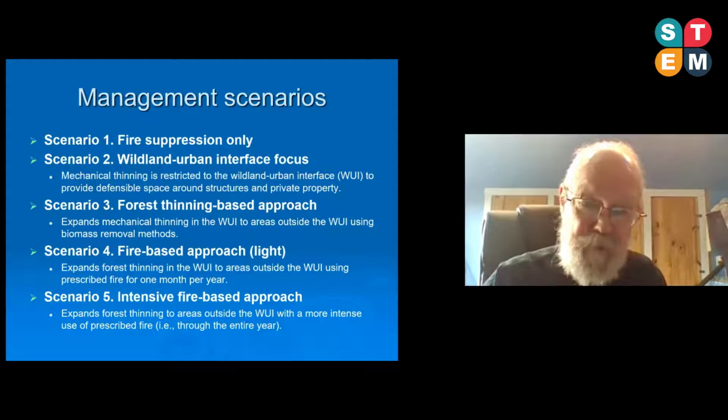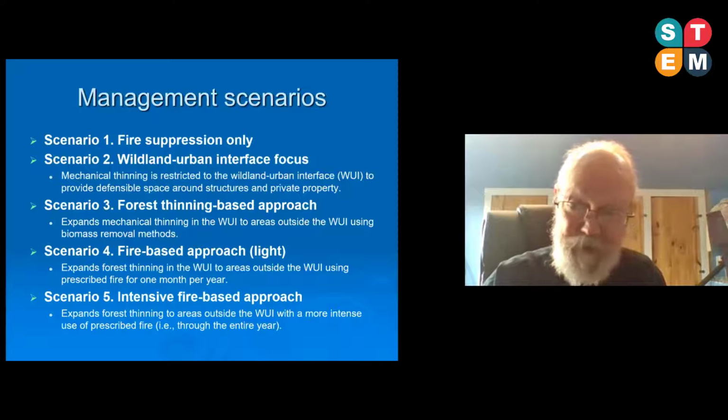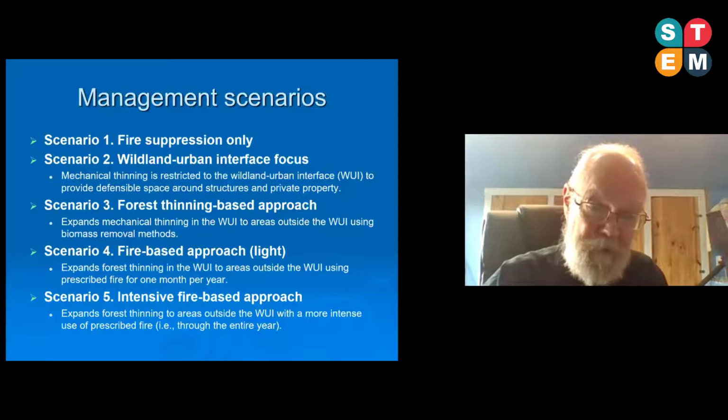Scenarios 2 and 3 are basically alternatives using mechanical thinning to modify ecosystem structure and composition, with different levels of thinning operations. And scenarios 4 and 5 are looking at fire-based approaches using prescribed fire to modify the environment. Again, scenario 4 is light. Scenario 5 is the intensive version.